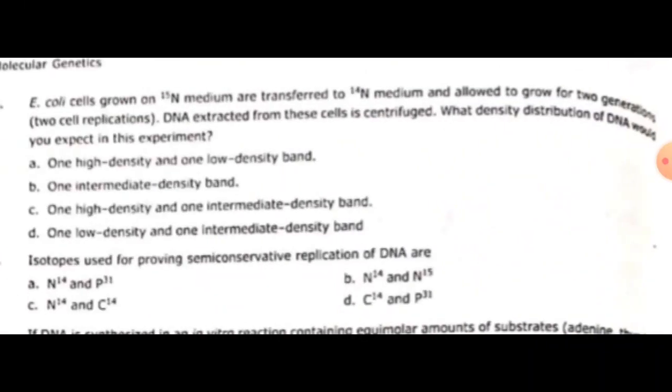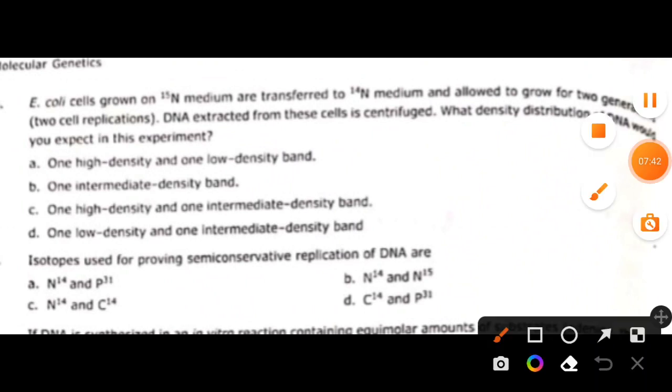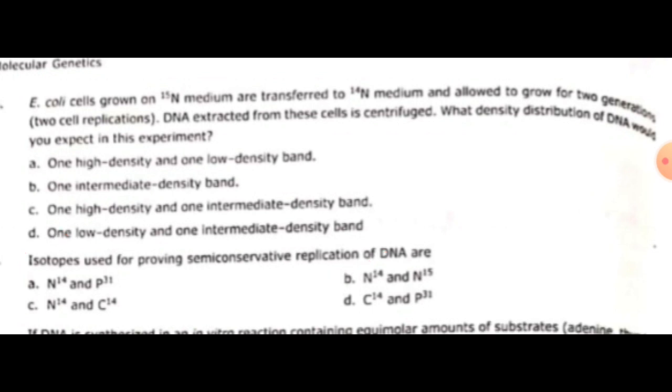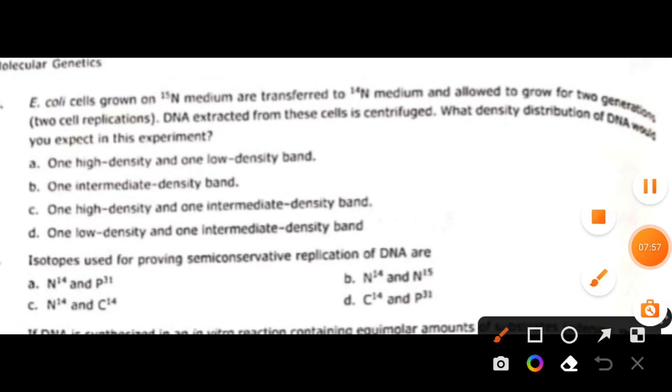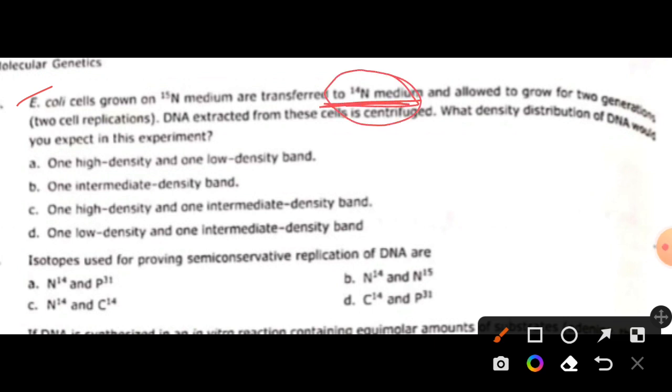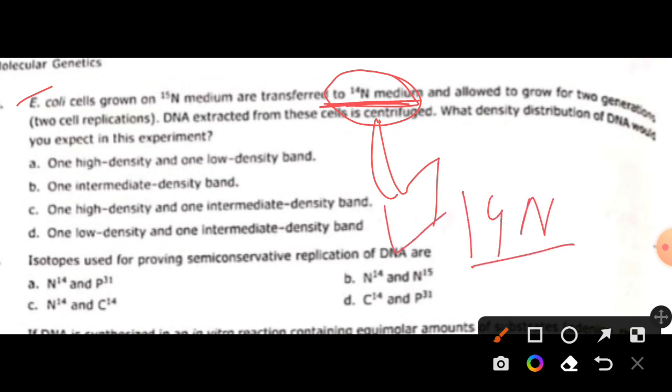Now let's talk about this one first. This is the short question type. Isotope used for proving semi-conservative replication of the DNA. So it will be your number B. N14 and N15 we have used, right? Now let's talk about this question, that is E. coli cell grown on 15N medium are transferred to 14N medium. That means the DNA containing 14N nitrogen will be higher in number, right?